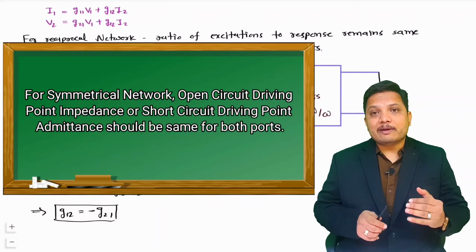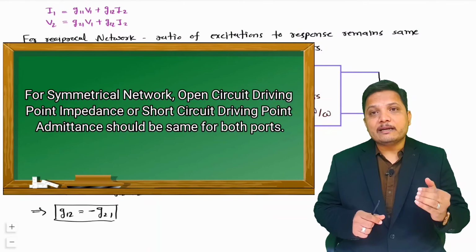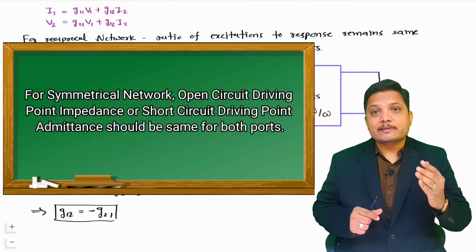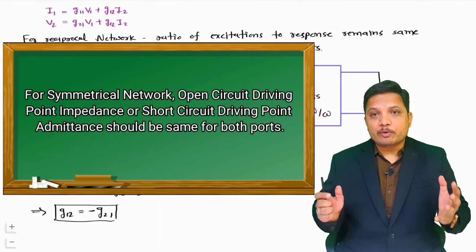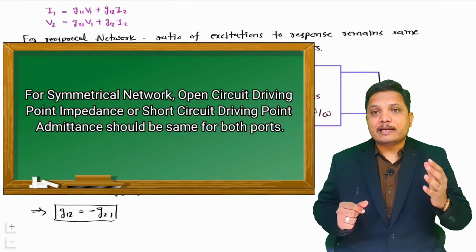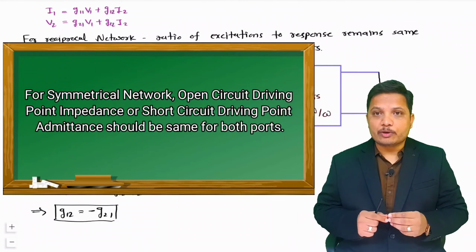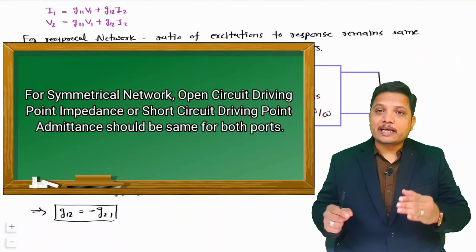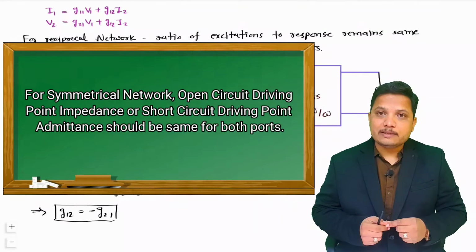A symmetrical network has the same open circuited driving point impedance for the input and output port, as well as the same short circuited driving point admittance for the input and output port. Let me write that first. After that, I'll explain how to apply that in G parameter.